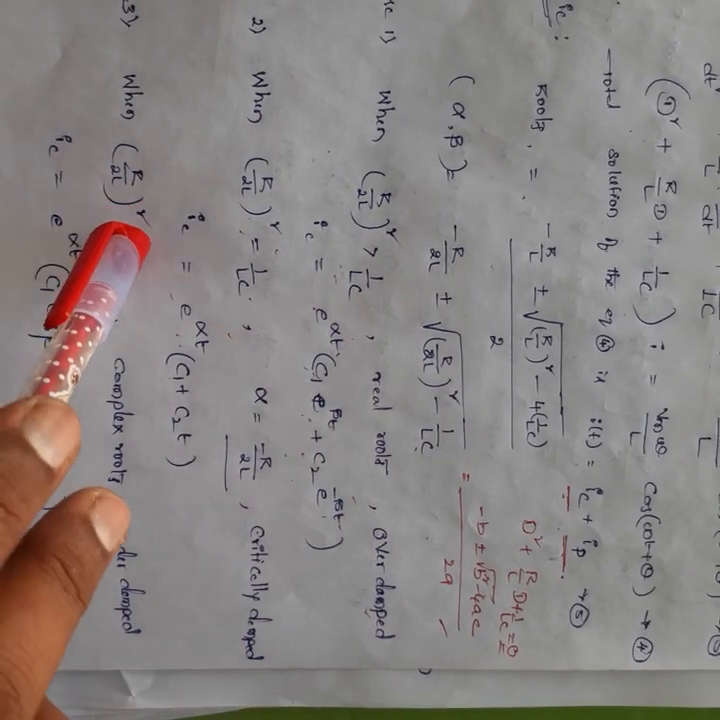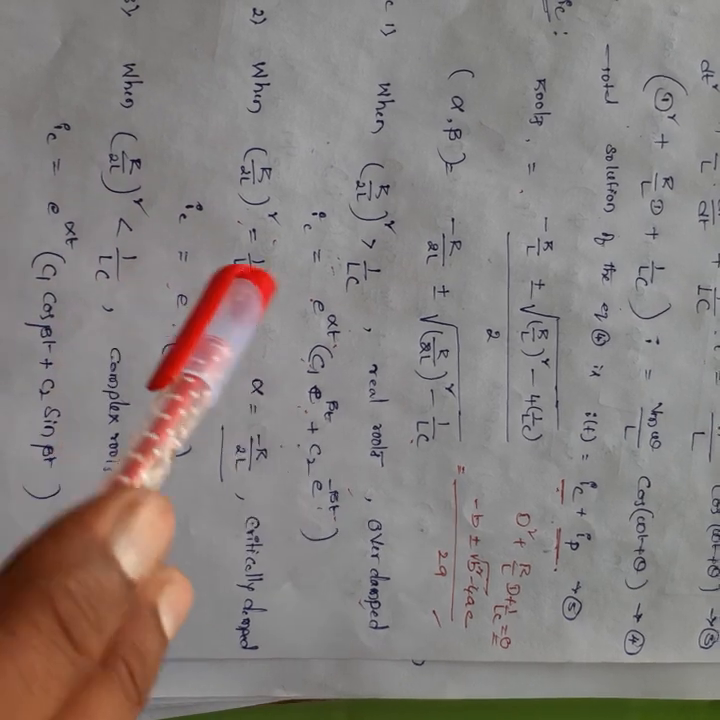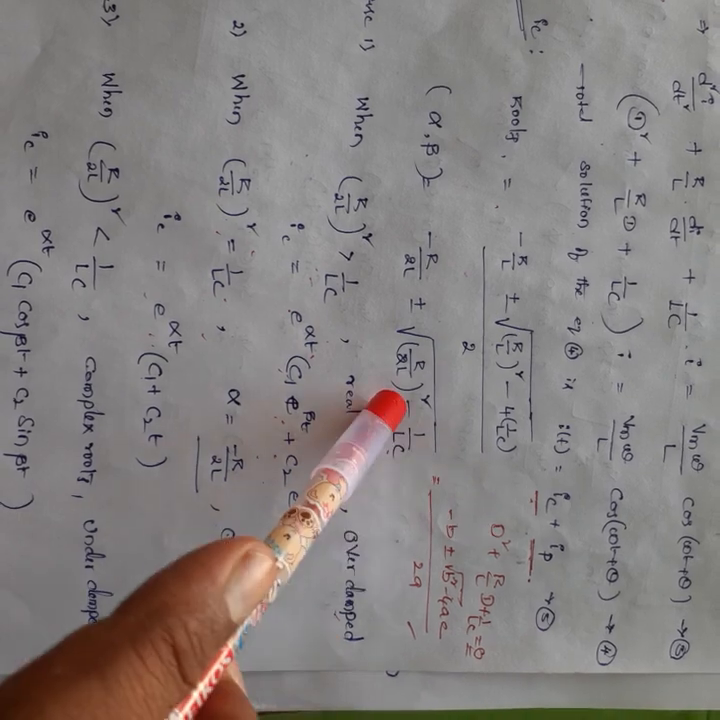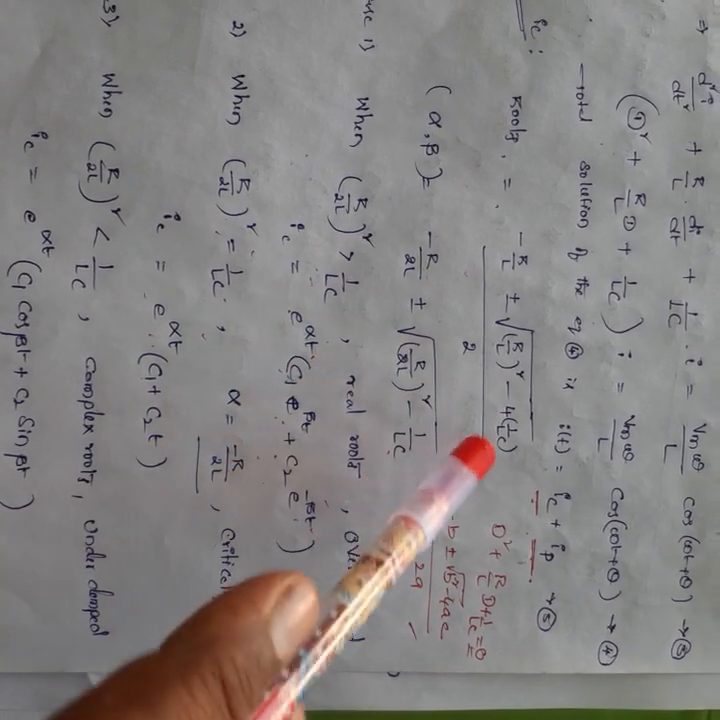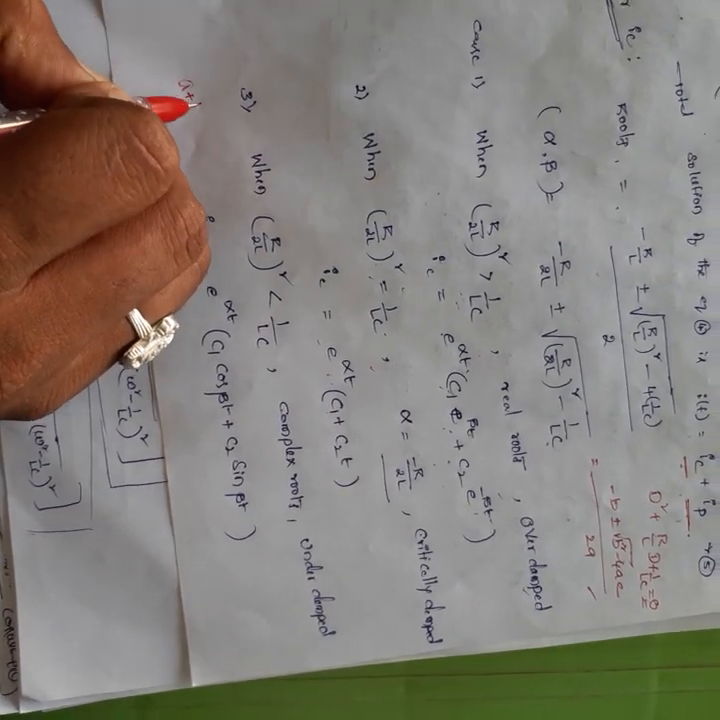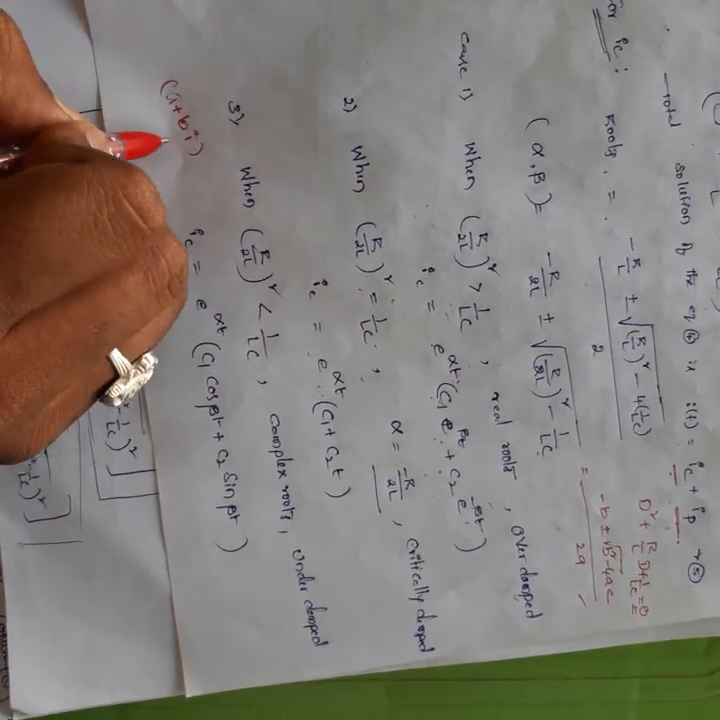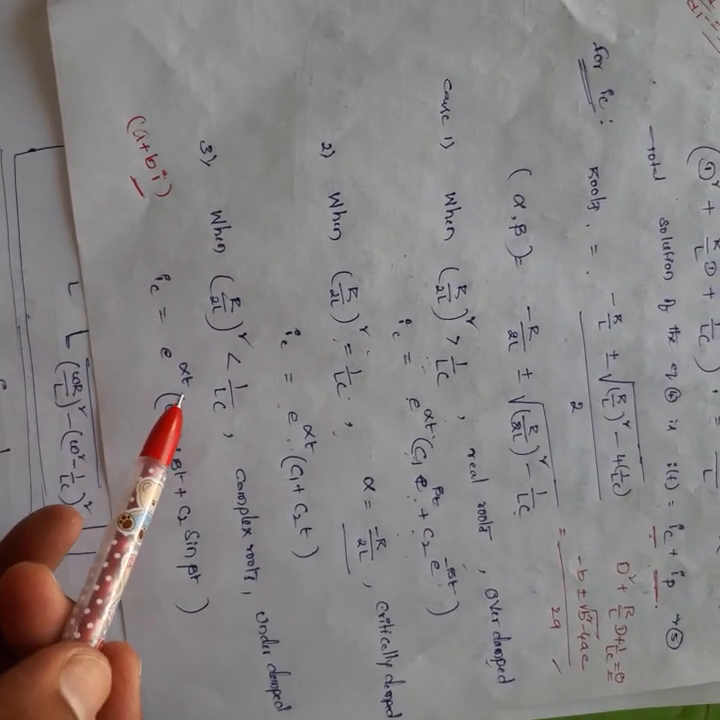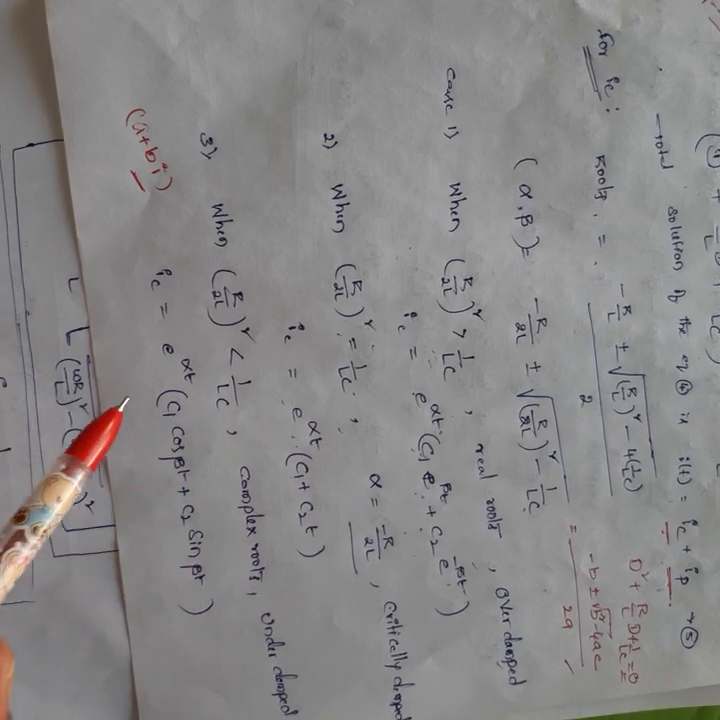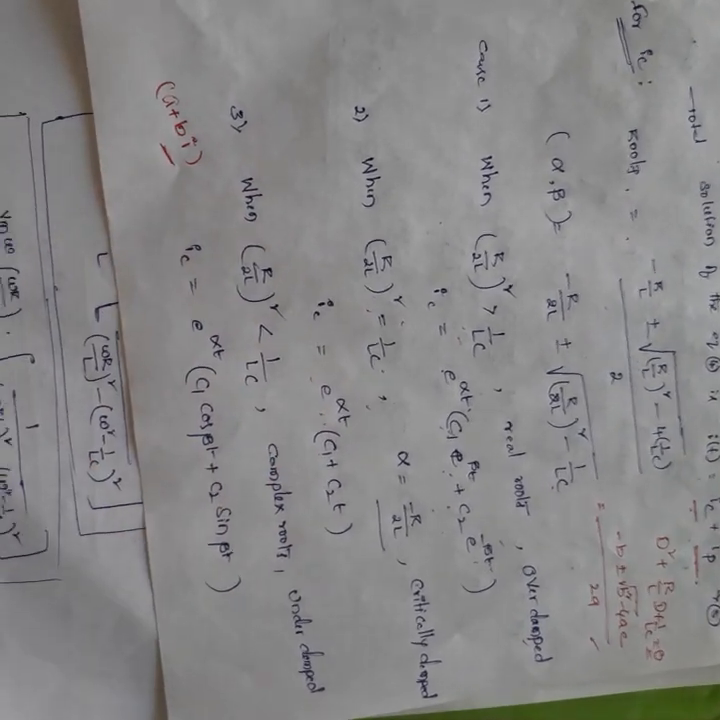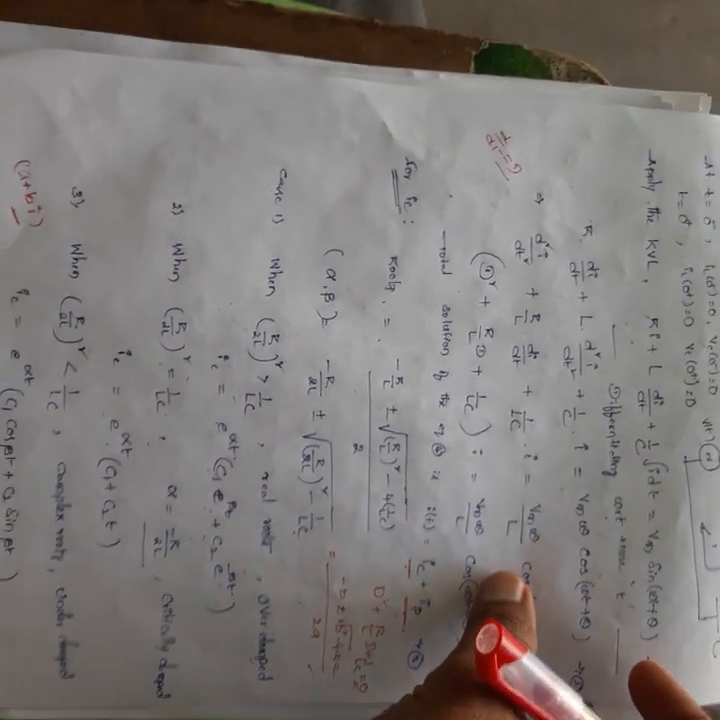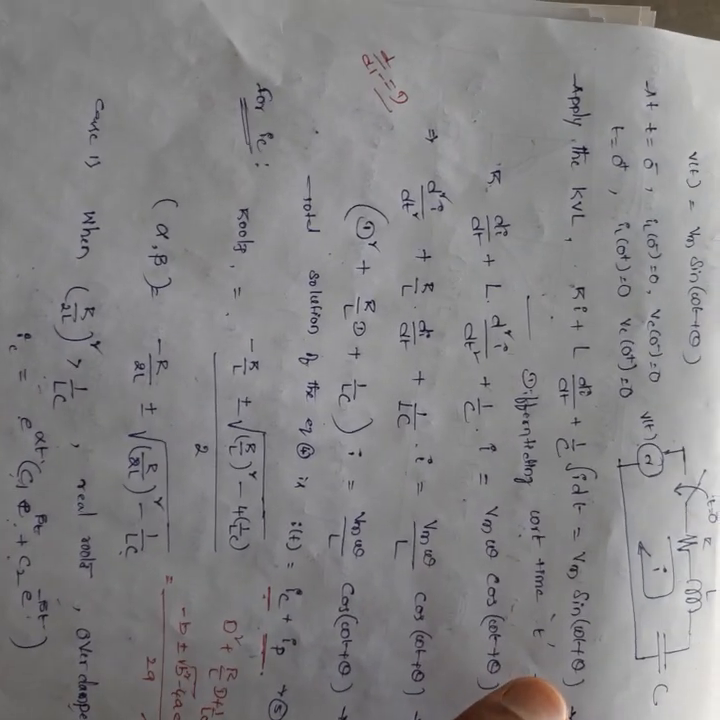And if (R/2L)² is less than 1/LC, that means inside the root we are getting a minus, so it is going to be a complex form, that is simply a plus bi. So it's a complex function, and due to that we write e^(αt) (c1 cos βt + c2 sin βt). So this is the complementary solution for a second order differential equation.